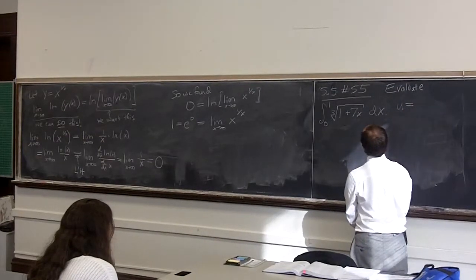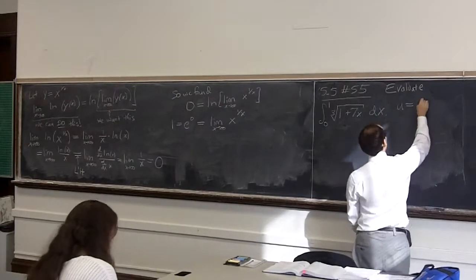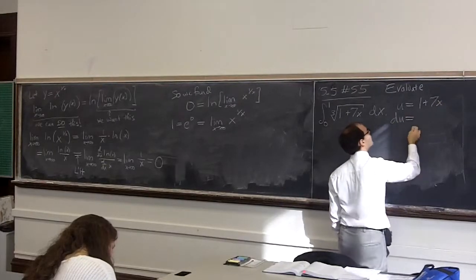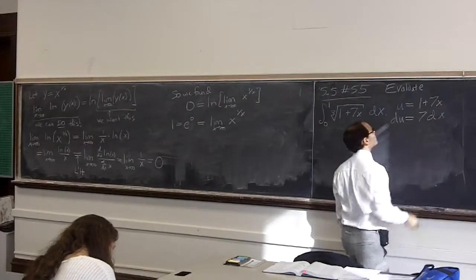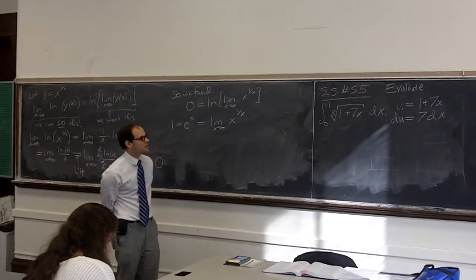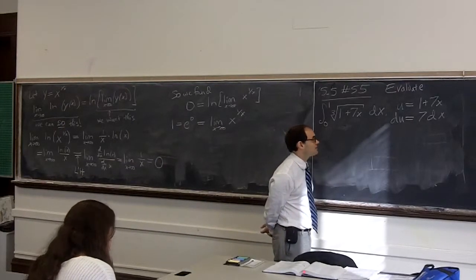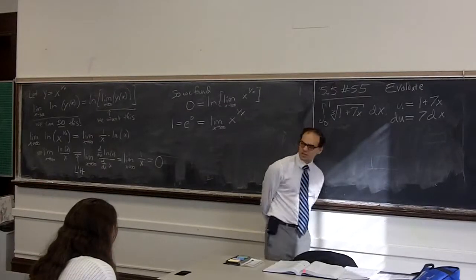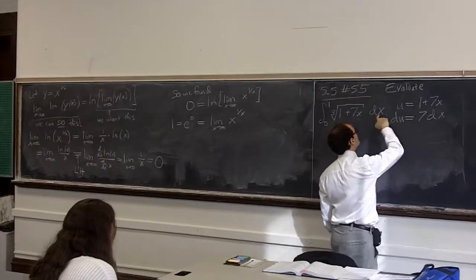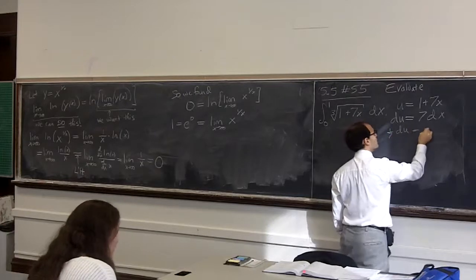u equal to 1 plus 7x. I think that's a good choice. Let's go with it. So if you think of this function as u as a function of x and take du dx, I would get 7 as the answer, and then just push the dx over there. Okay? Well, let's see here. I don't have 7 dx's, I've only got one of them over there, so 1/7 du is dx.